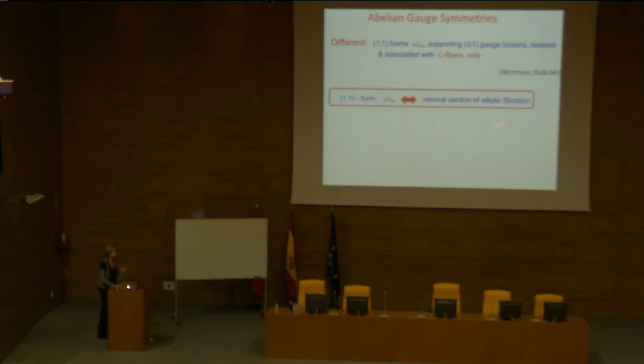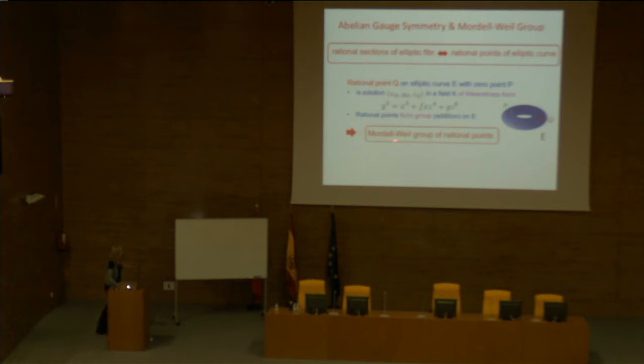So the nature of U1 symmetries in F-theory is somewhat different from those associated with the appearance of non-Abelian gauge symmetries. Namely, the (1,1) form supporting U1 gauge bosons should be associated with I1 fiber, since we need those forms to be isolated. So the (1,1) forms are in one-to-one correspondence with rational sections of elliptic fibrations. Or when we go just down to elliptic curves, it's associated with the existence of rational points on elliptic curves.